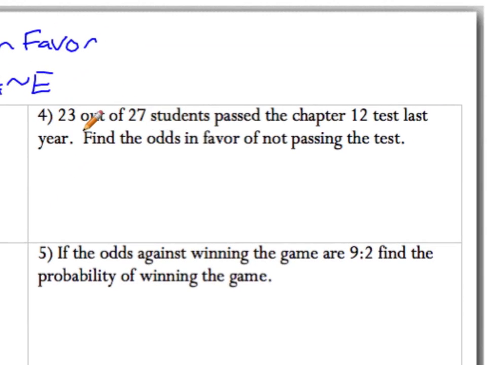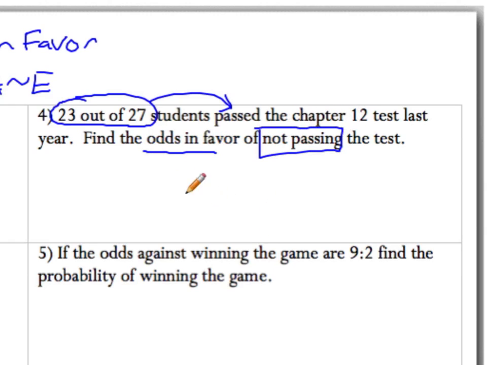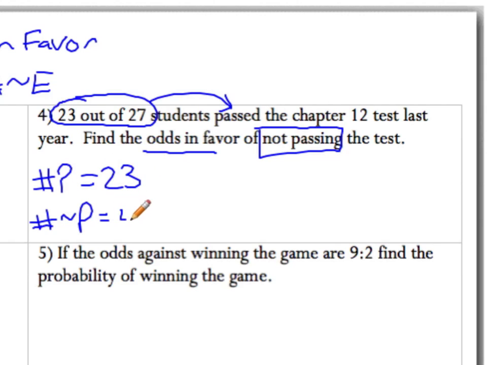All right, in number 4, 23 out of 27 students pass the chapter. So here's our probability with the event of passing. So find the odds in favor of not passing the test. So we want odds in favor of not passing. Okay, so this one's a little bit tricky. Let's go ahead and find the number of people passing and the number of people not passing. So if 23 out of 27 pass, that means the number of passing has to be 23, and making the number of not passing 4, because 23 plus 4 adds up to be our 27.